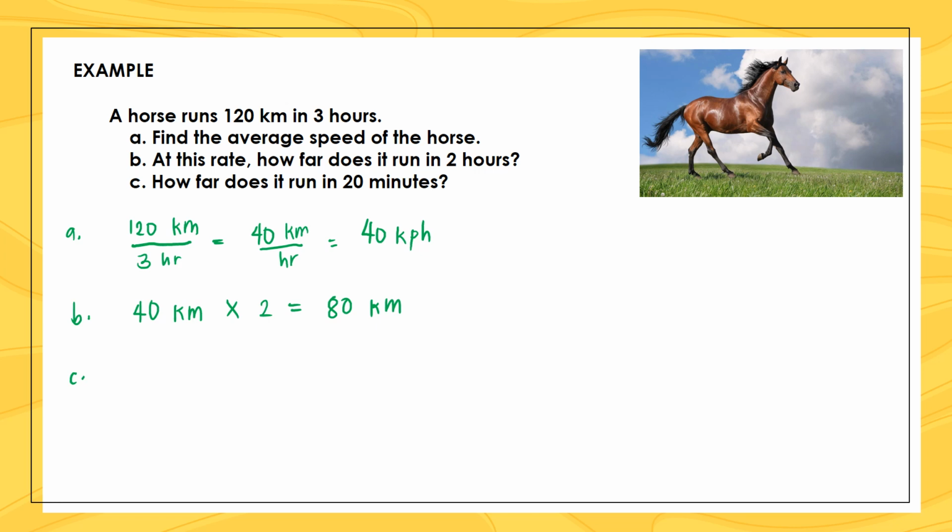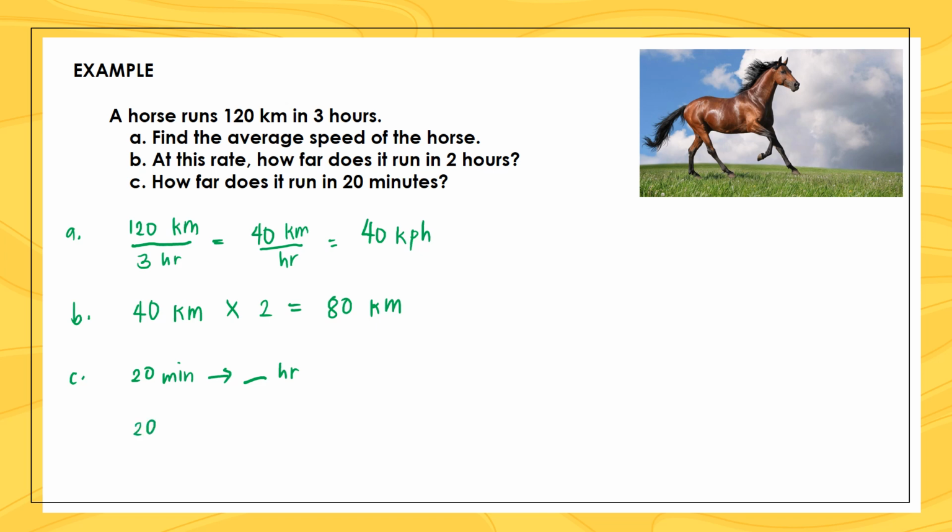Now let's have letter C. How far does it run in 20 minutes? From letter A, we know that the horse could travel 40 kilometers in an hour. But with this question, it's 20 minutes, which is less than an hour. So what we need to do is convert 20 minutes into hours. That's the first thing we need to do. For this one, we'll simply use dimensional analysis.